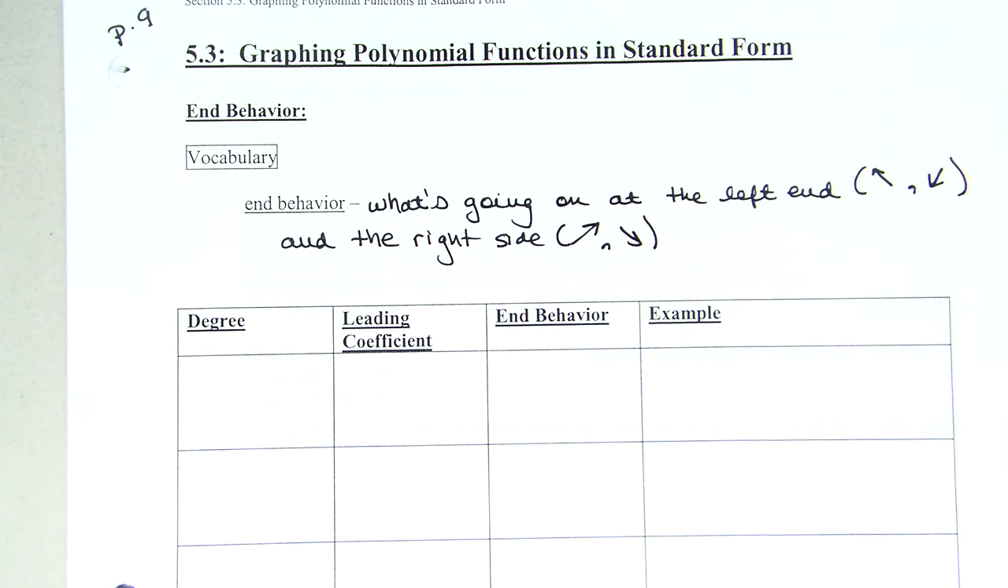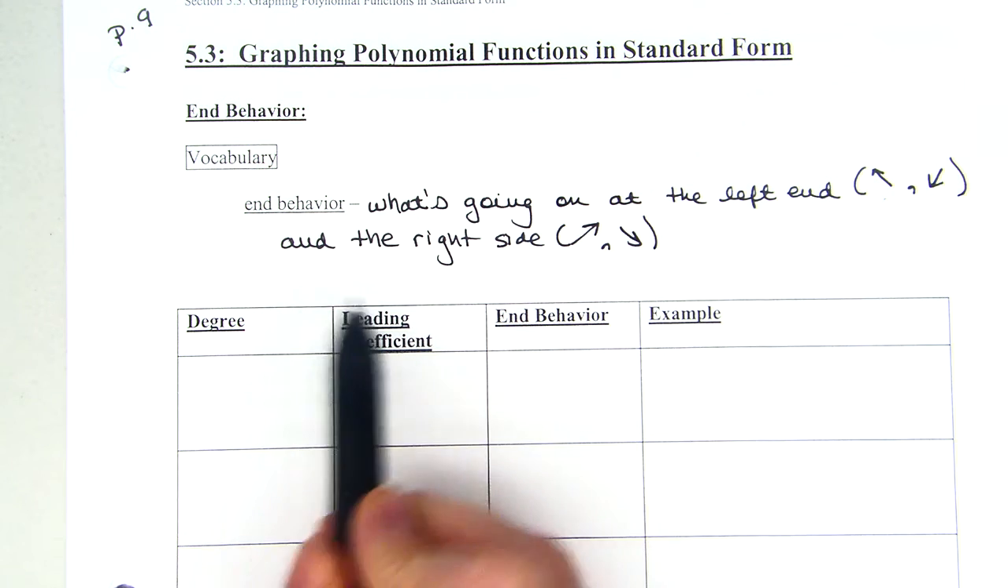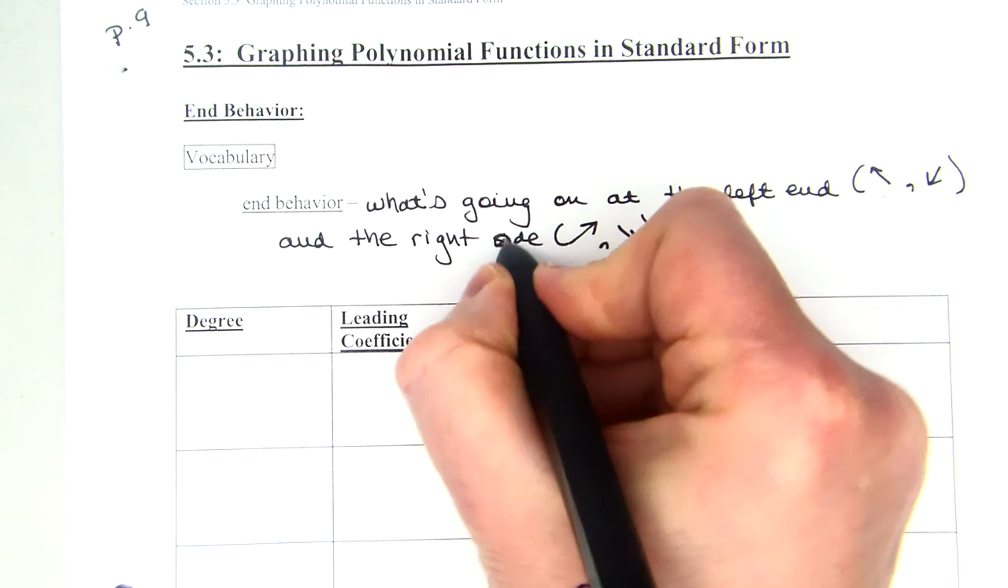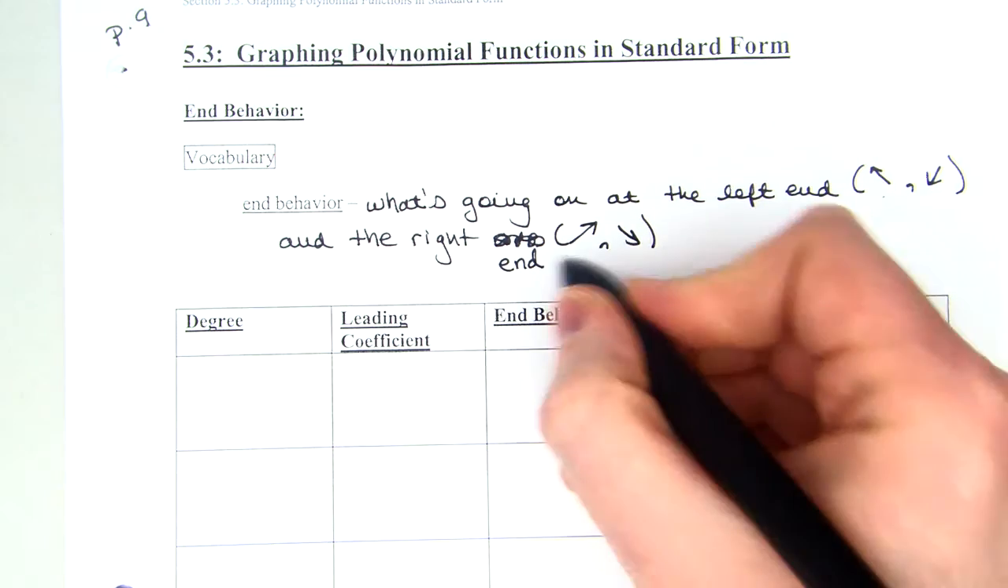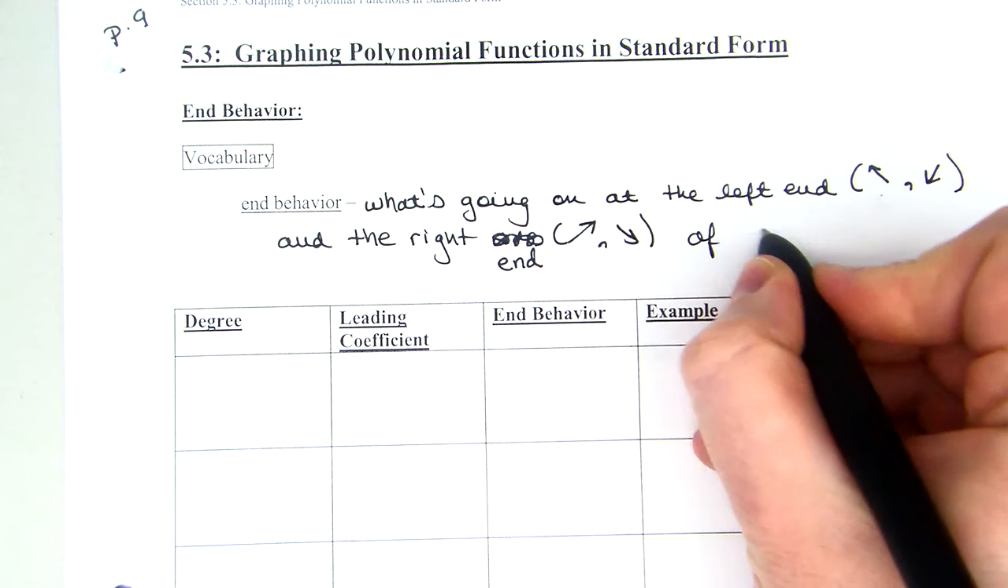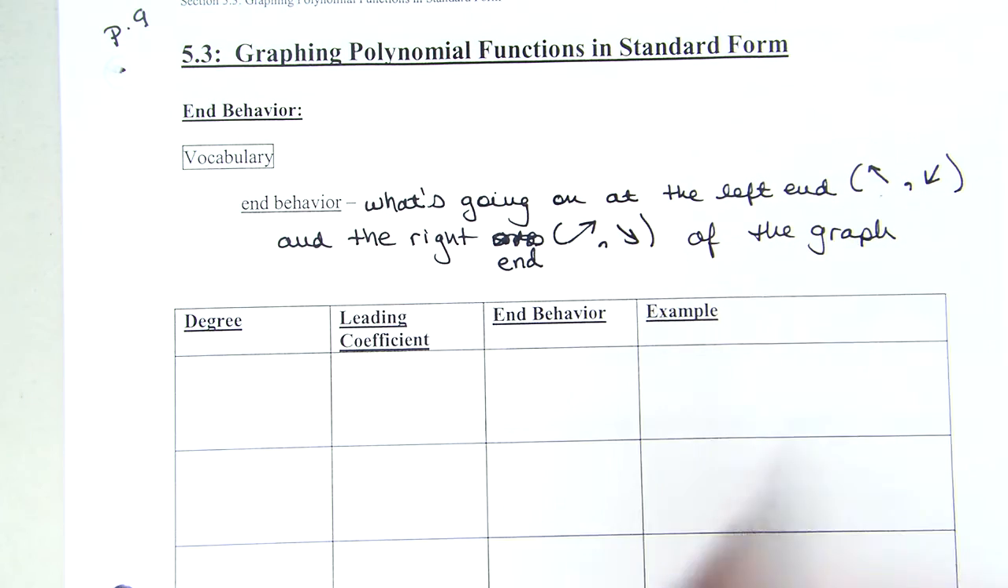End behavior is all about what is going on at the left end of our graph. Is it pointing up to the left or down to the left? And what's going on at the right end? I probably should make this consistent. Is it going up or going down on the right end of the graph? Please copy that down.